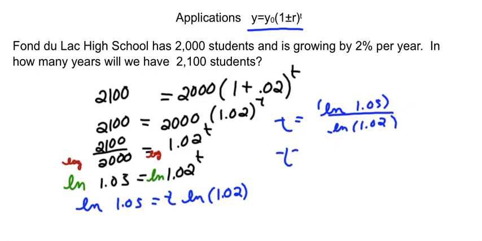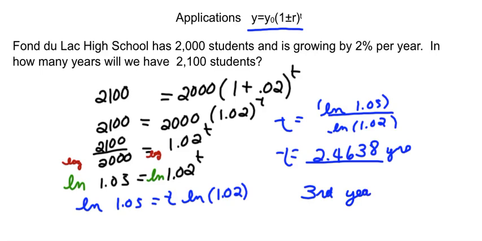So 2.4638. I want to know at the beginning of the school year. Since this isn't worded very well, if you put this many years, 2.4638 or 2.464, I'd accept it. I'd also accept if you put the third year. So the third year, it's basically 3 more years at the beginning of 3 more years that we're growing, no problem, because the second year we won't quite have 2,100. The third year we would have over 2,100 students, so I'd take both of those.